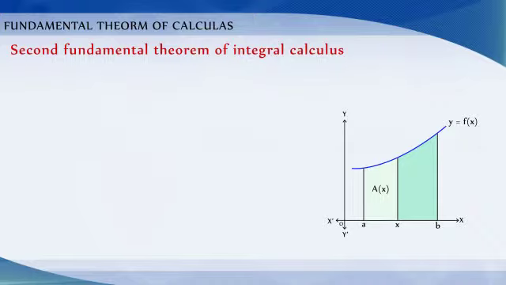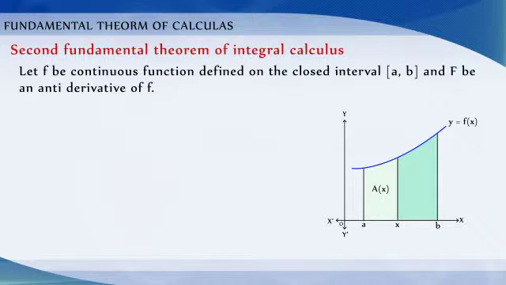Second fundamental theorem of integral calculus. Let f be a continuous function defined on the closed interval a comma b and let capital F be the antiderivative of f. Then integration of a to b f of x dx is equal to capital F of x with limits a to b, which is equal to F of b minus F of a.